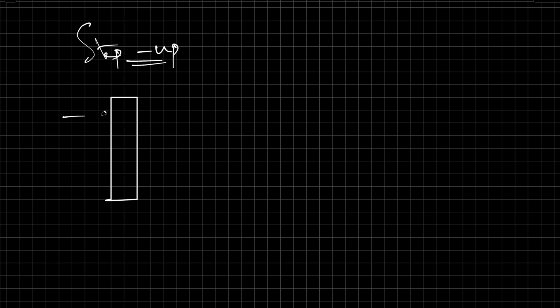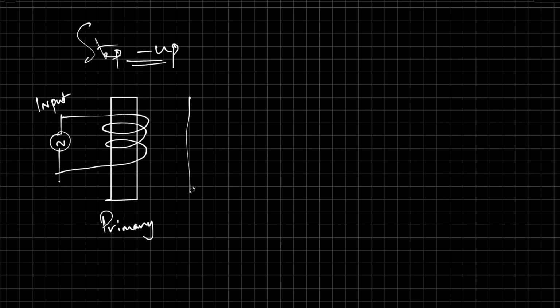Now, how do you draw the diagram of a step-up transformer? I told you the basic working principle of a transformer is mutual induction. So we need two coils. This is the primary coil. We supply input to the primary coil. This is the input. And we take output from the secondary coil.